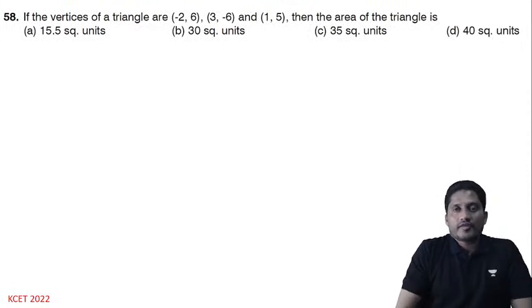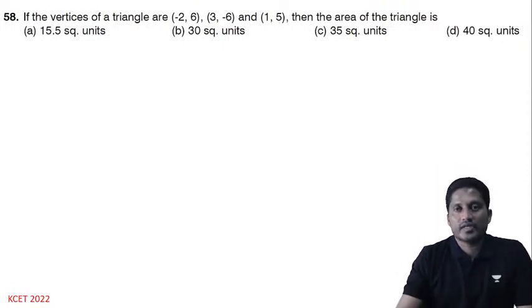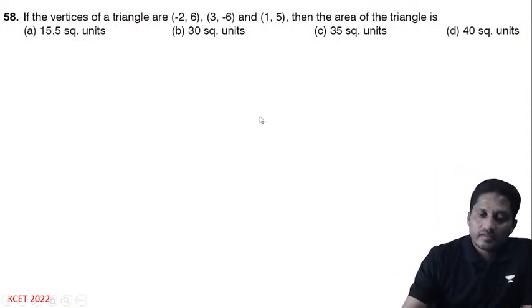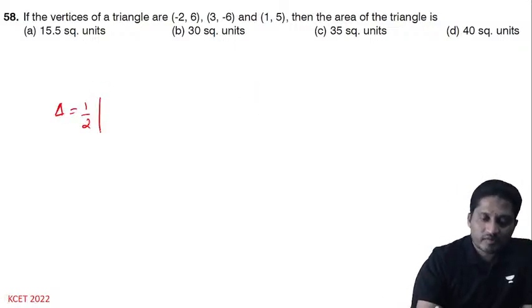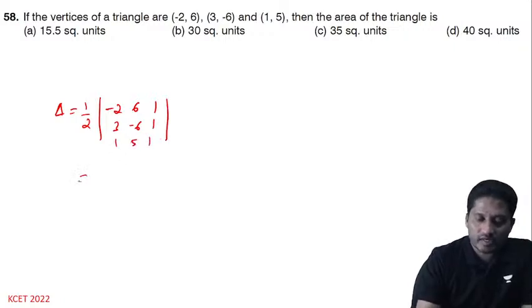Question number 58. If the vertices of a triangle are given, then what is the area of the triangle? See, either use the formula like what you used in boards. Area is equal to half of determinant of x1 y1 1, x2 y2 1, and x3 y3 1. Just expand, you will get the answer. So half of determinant of -2, -6, -5. First row, second column, 3 minus 1. Delete first row, last column, 15 plus 6.